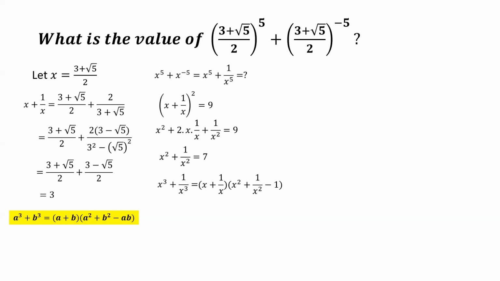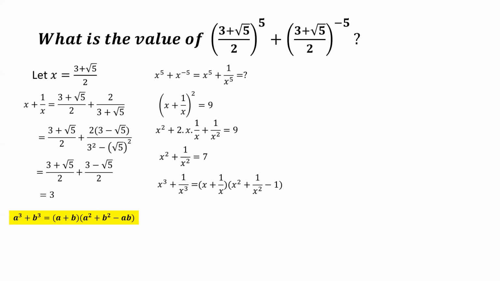(x plus 1 by x) multiplied by (x square plus 1 by x square). And here the ab term is 1 because a is x and b is 1 by x. So ab is x multiplied by 1 by x, which comes to 1. So we are left with x cube plus 1 by x cube is equal to (x plus 1 by x) multiplied by (x squared plus 1 by x squared minus 1) within parentheses.